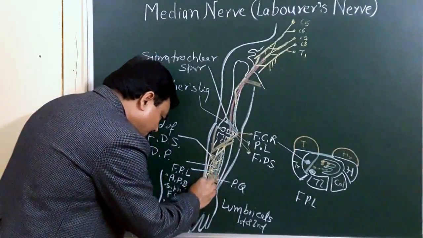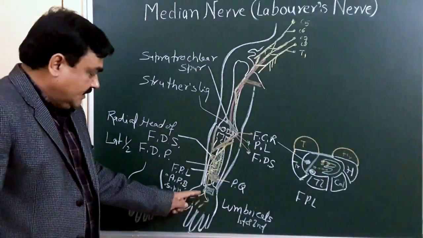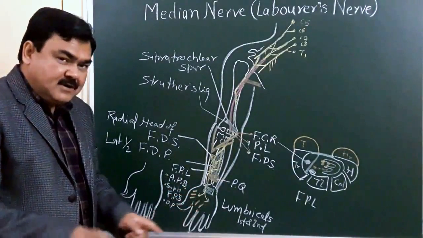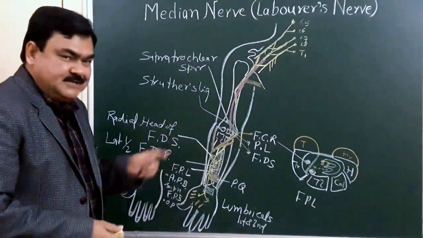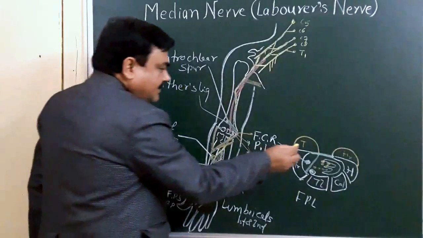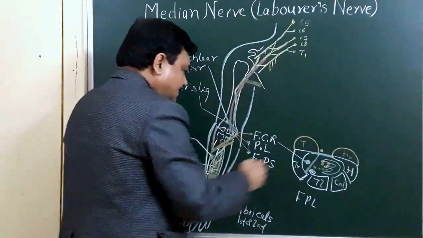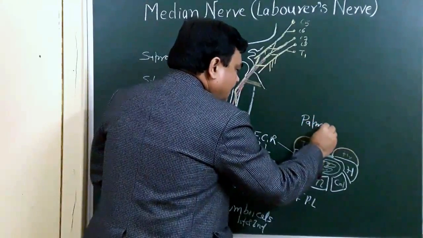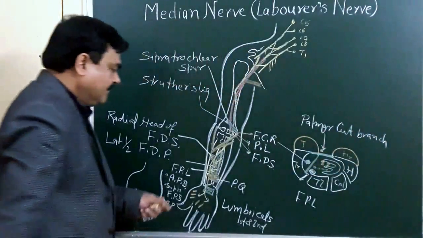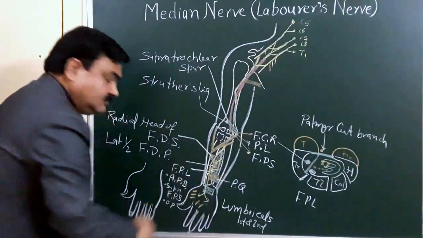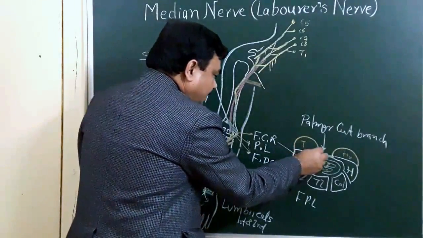the palmar cutaneous branch. It gives supply to the skin over the thenar eminence and the lateral two-thirds of the concavity of the palm. So this area is supplied by this palmar cutaneous branch. It passes superficial to the flexor retinaculum. This is the flexor retinaculum, and here is the palmar cutaneous branch, supplying the lateral two-thirds of the hollow of the palm and the skin over the thenar eminence.